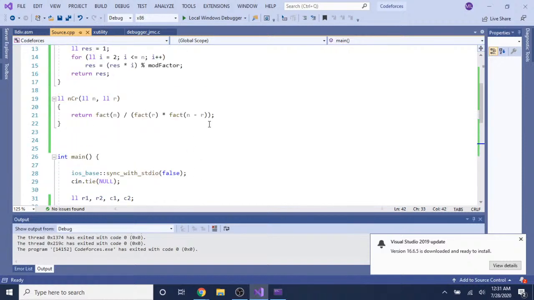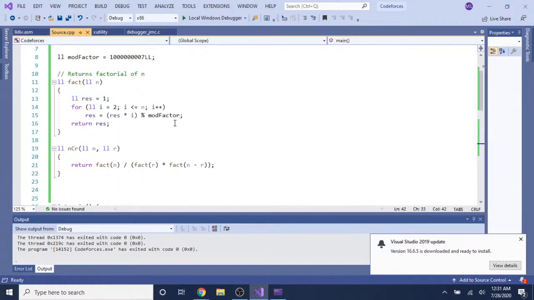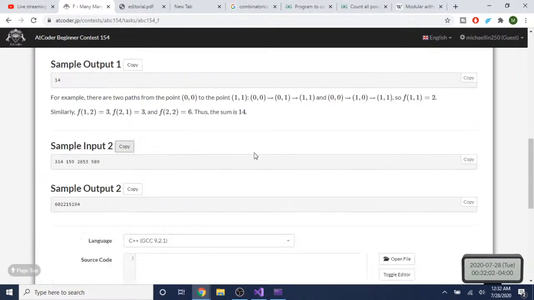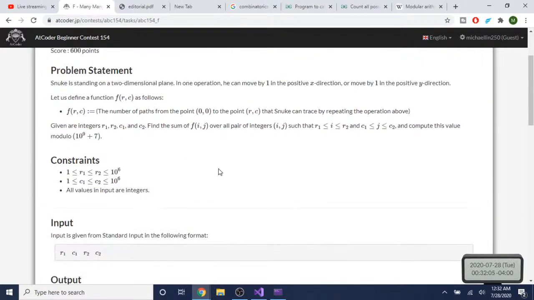Let's see. Oh, it's recursive. Oh my gosh. Okay. We are calculating factorial over and over and over again. Oh, that's a problem. Okay, what if we pre-compute all the factorials and then do it? So, hold up, let's look at the constraints. Our factorial goes up to 10 to the 6th.